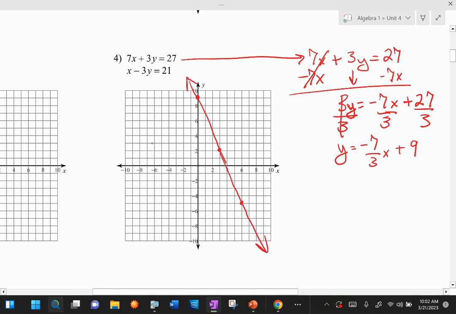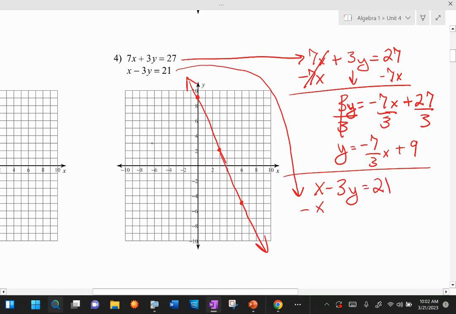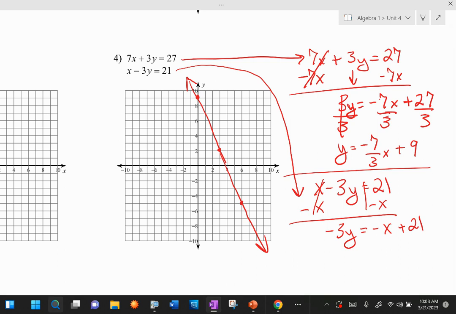Okay. The next one. We have x minus 3y equals 21. Please pay attention and make sure you're checking your work. We're going to subtract x from both sides. X's cancel out. We have negative 3y equals negative x plus 21. How do we get rid of the negative 3? Dividing. Divide everything by negative 3.